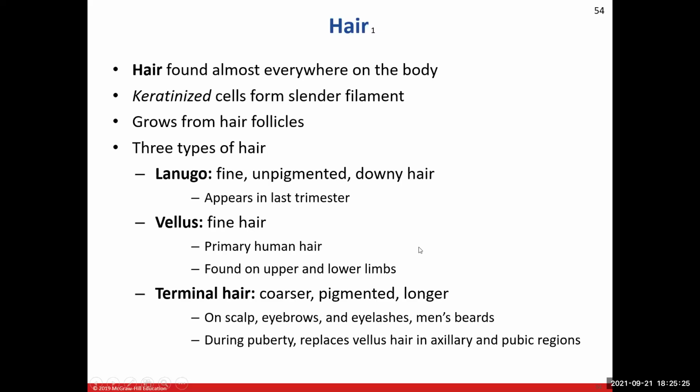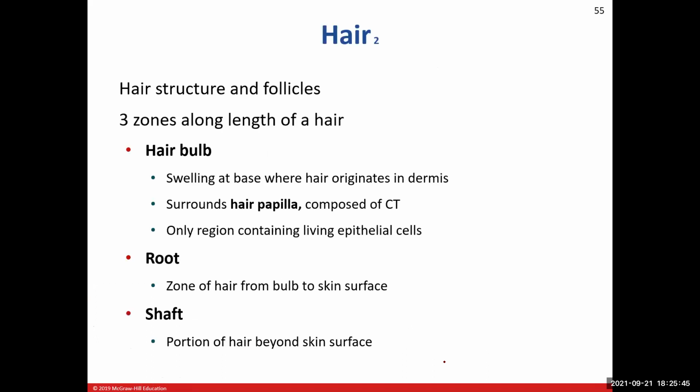Okay, so the terminal hair, again, this is going to be the coarser hair. This is going to be the hair that has color because of the melanin content. It's found on your scalp, your eyebrows, eyelashes, and for men, we find it in our beards. And then also, we are going to replace the vellus hair with terminal hair during puberty in our armpits and also in our pubic region there.